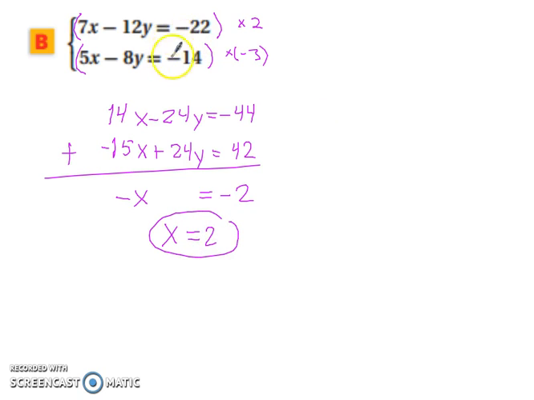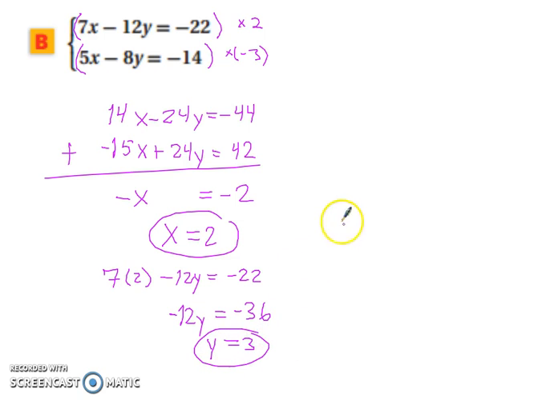Substitute that value back into one of your original equations. So we have 7 times 2 minus 12y equals negative 22. So negative 12y equals negative 36. So y must equal 3. Last step, write it as a coordinate. And there you have it.